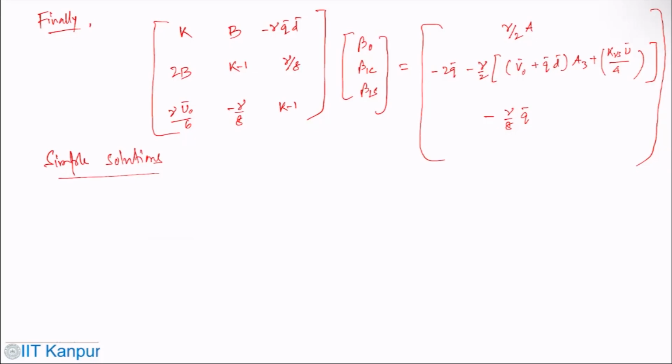Now we can use this matrix, or use Cramer's rule, to find out the solution. It's a simple linear system, so one can find the solution in multiple ways. This is not a big task as such.